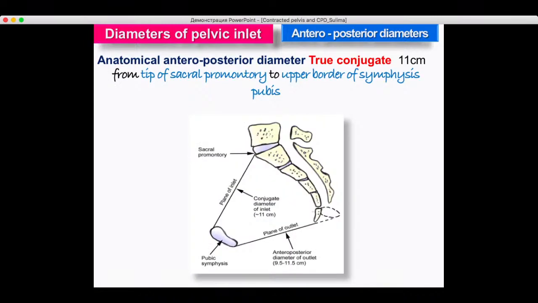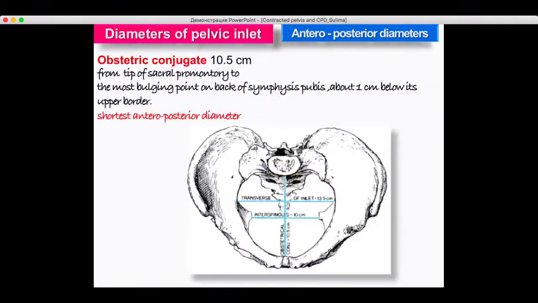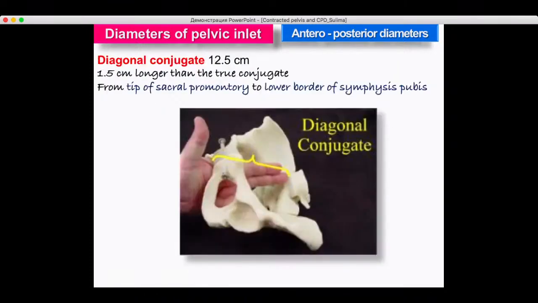True conjugate, yes, from the tip of the sacral promontory to the upper border of the symphysis pubis. You can calculate the true conjugate if you know the diagonal conjugate: 12.5 minus 1.5, and you have 11 centimeters. This is the diameter of the true conjugate. You can measure it only during vaginal examinations, and this is the inner diameter of the female pelvis.